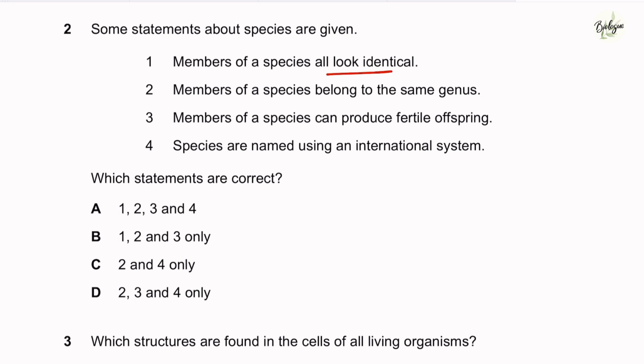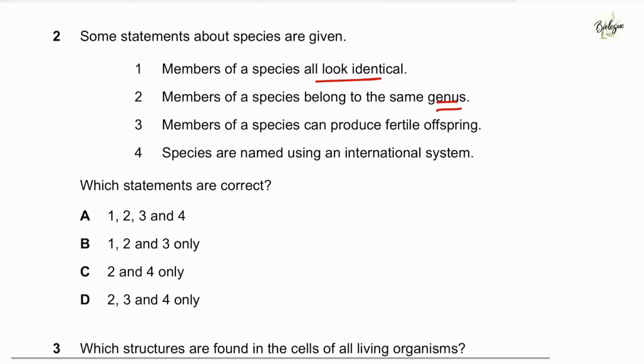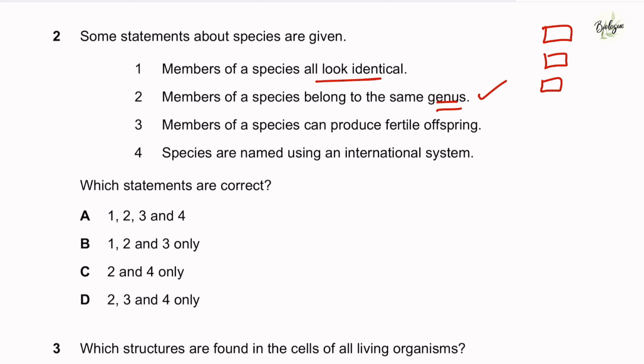Members of the species do belong to the same genus, that is true. Remember that we have a flow chart in your IGCSE textbook. Make sure you go through that flow chart from the classification of organisms chapter. I'm pretty sure that's chapter 2 in your IGCSE textbook. Members of a species can produce fertile offspring, yes. And members of a species are named using an international system, yes, that is true. That's also in chapter 2, classification of organisms in the IGCSE textbook. So the answer is 2, 3, and 4, which is D.